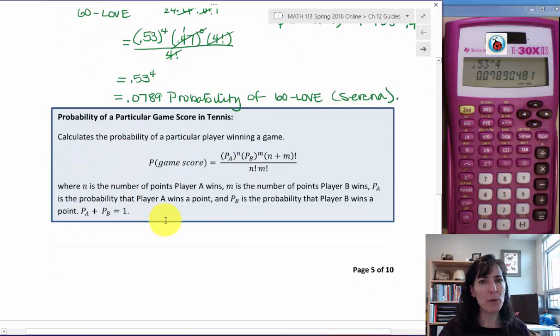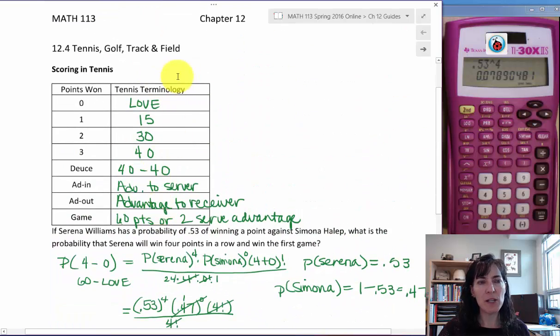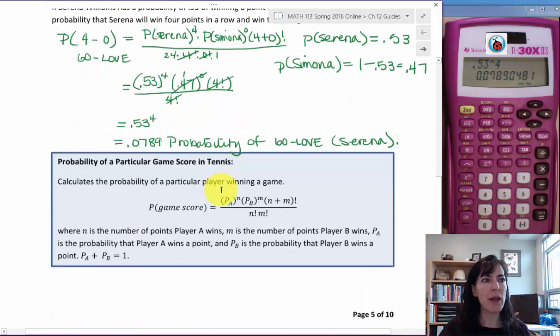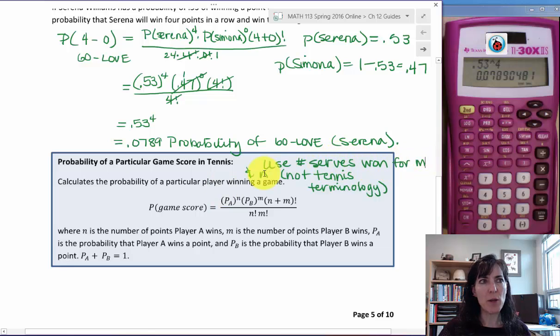Okay, so that's the formula, and you've seen it in an example. The thing that you need to remember is that the game score we think about in terms of the number of points, not in terms of tennis terminology. And that is because we want 4 and 0 to be used for the N and the M all throughout the equation. So be careful about that. Use the number of points won for M and N, not the tennis terminology point values, okay? So make sure you do that, and then this formula will work just fine. These are exponents here, and these are factorials in the numerator and in the denominator.